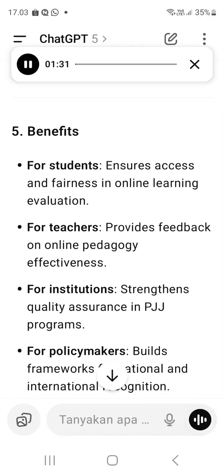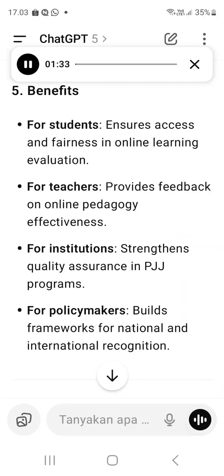5. Benefits. For students, ensures access and fairness in online learning evaluation. For teachers, provides feedback on online pedagogy effectiveness. For institutions, strengthens quality assurance in PJJ programs. For policymakers, builds frameworks for national and international recognition.